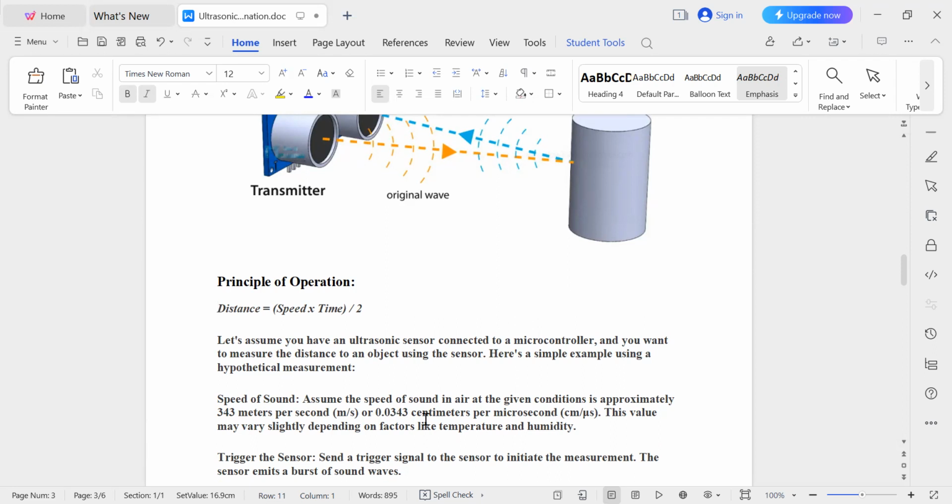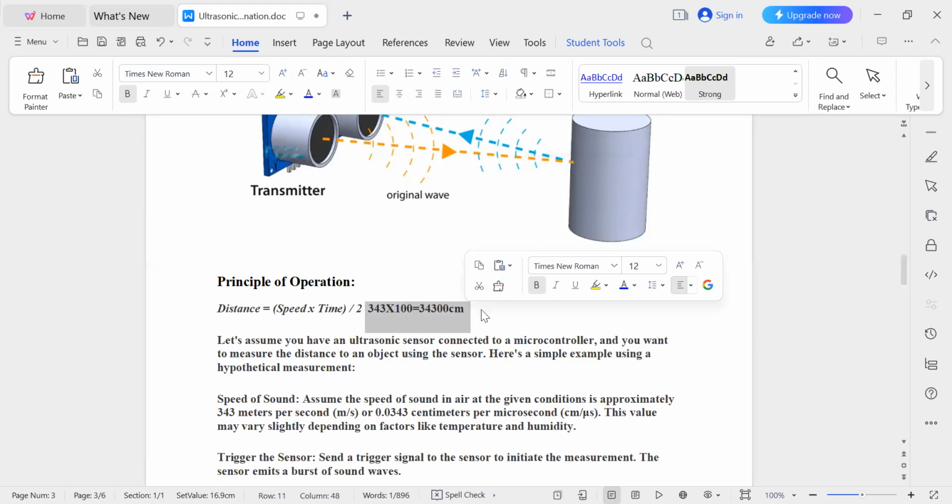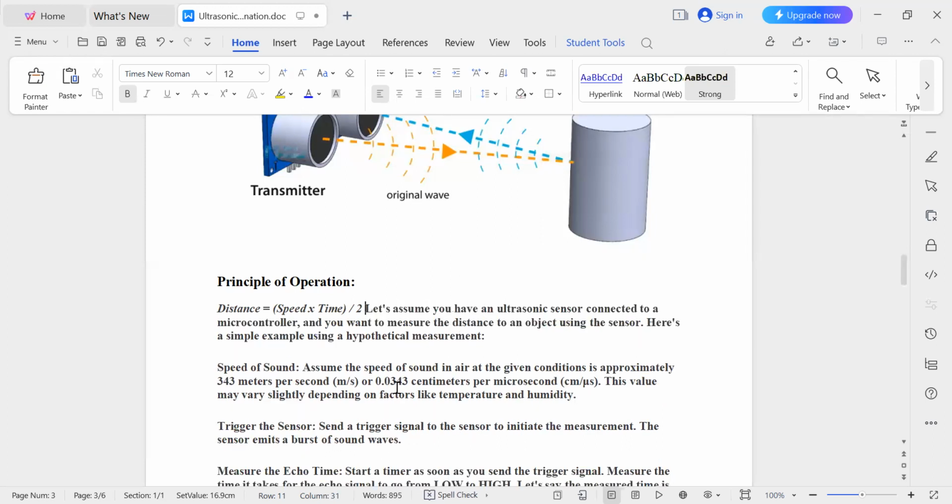In terms of centimeters, how much is it? 343 meters, and 1 meter equals 100 centimeters. So 343 into 100 centimeters is equal to 34300 centimeters per second. Here I'll copy this and paste it here.